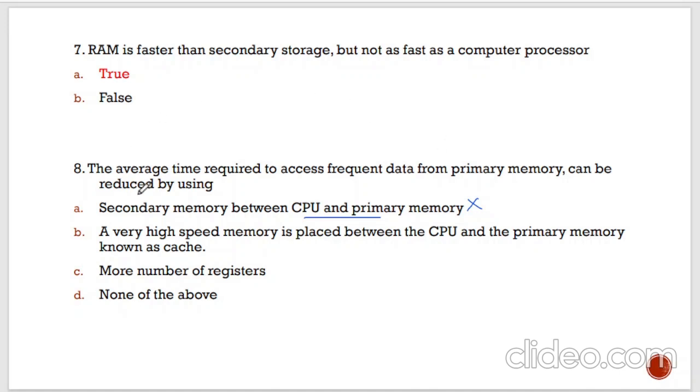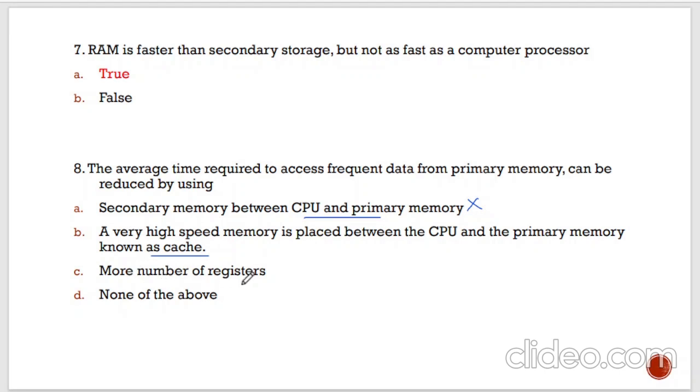So in order to have the reduced average access time, we can use a very high speed memory device, that is cache memory. That is cache memory we can use. Okay, that is the second option.